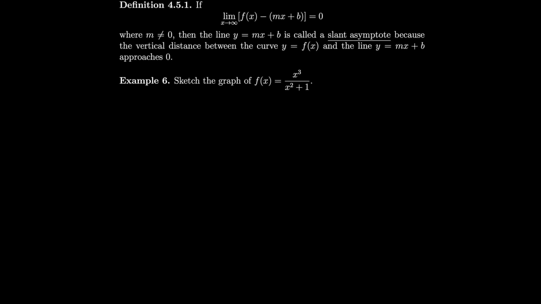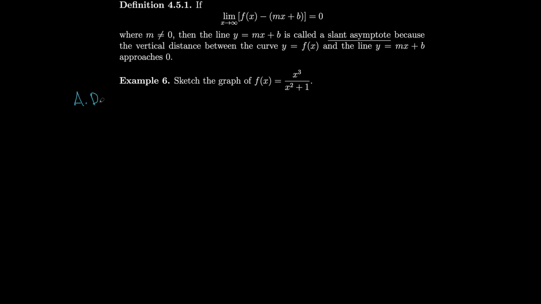Let's talk about slant asymptotes now. If the limit of the difference between f and the line mx plus b is equal to 0, then the line y equals mx plus b is called a slant asymptote, because the vertical distance gets arbitrarily small, so our function gets closer and closer to this line y equals mx plus b. Let's do an example by sketching the graph of x cubed over x squared plus 1.